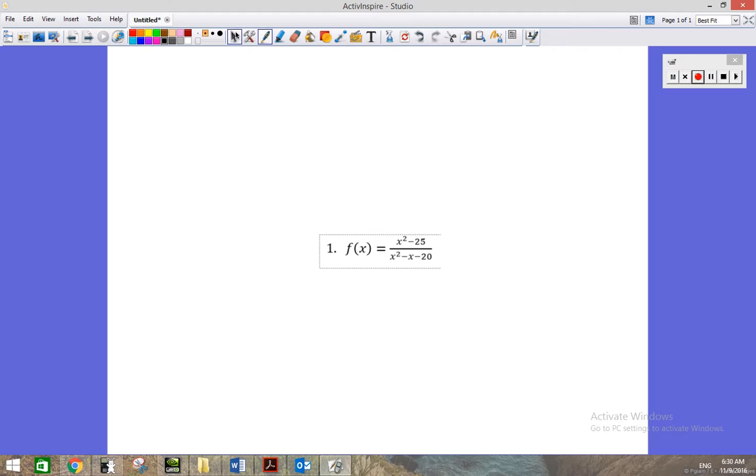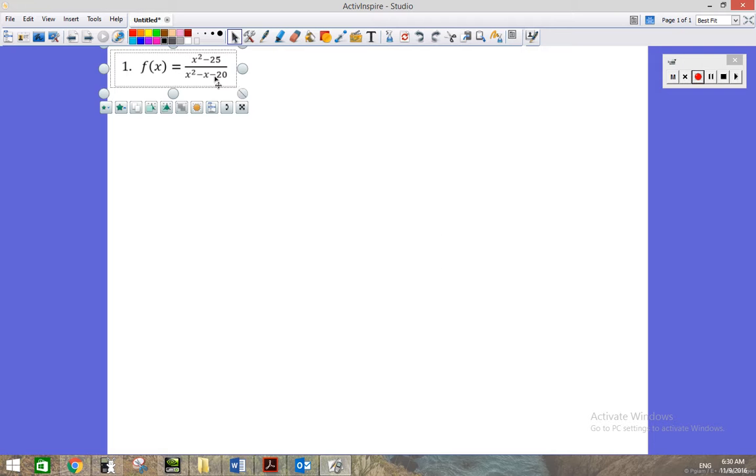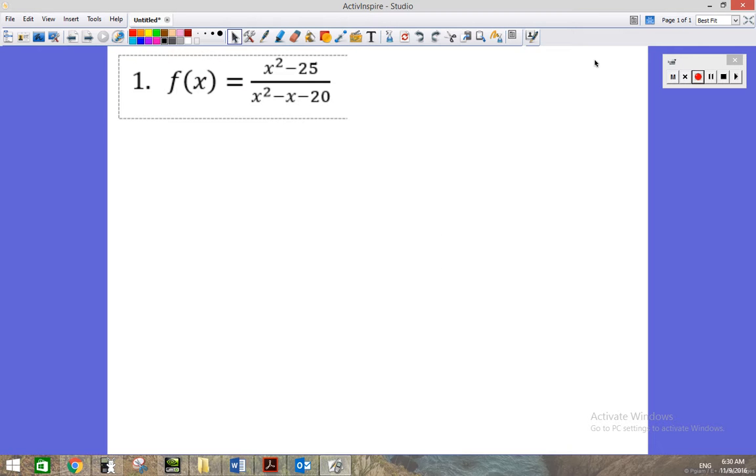All right, so we want to find the domain, and then if anything is excluded from the domain, it'll appear in the graph as either a hole or a vertical asymptote. So the first thing that we want to do is factor the denominator. Now I'm going to go ahead and factor the numerator as well right now, but I'm not going to reduce this fraction until after I have written the domain.